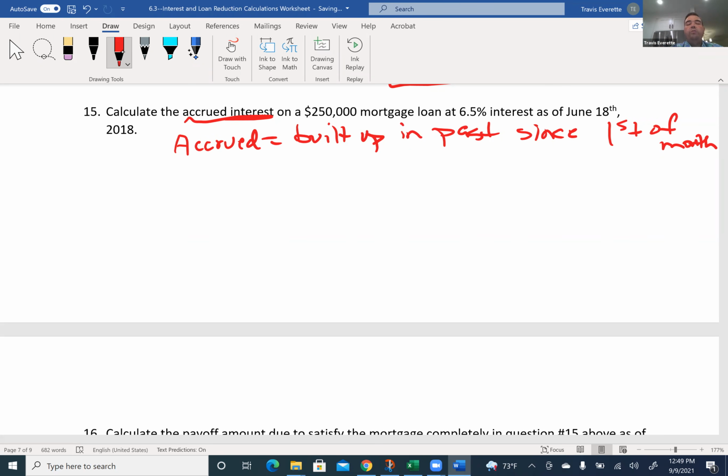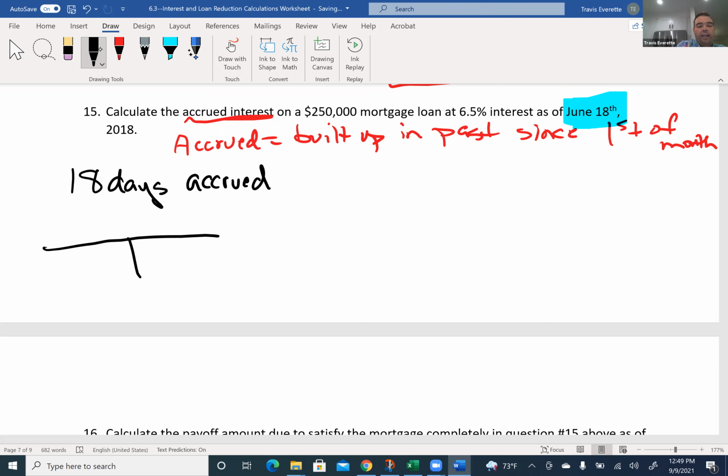So calculate the accrued interest on a $250,000 mortgage loan at 6.5% interest as of June 18th. Look at that right there, as of June 18th. So here's what I know. I'm going to have 18 days of accrued interest, because it's been 18 days since the first of the month. I don't have a formula that allows me to calculate days of interest, but I do have a formula that allows me to calculate annual interest. And annual interest equals the loan balance times the interest rate.